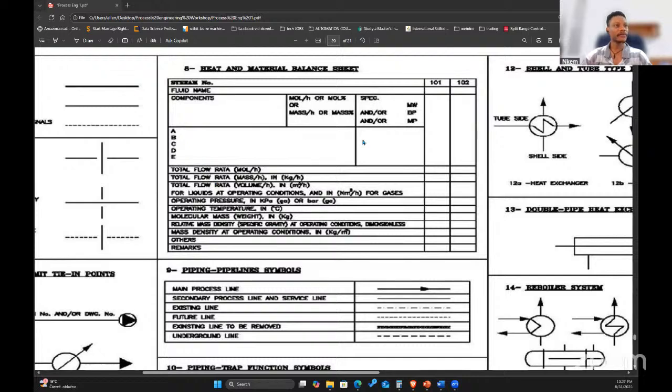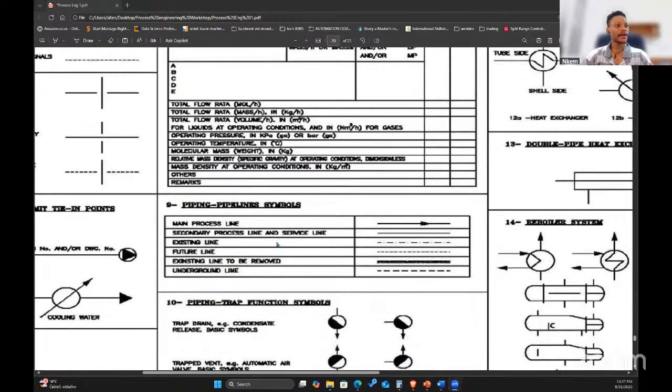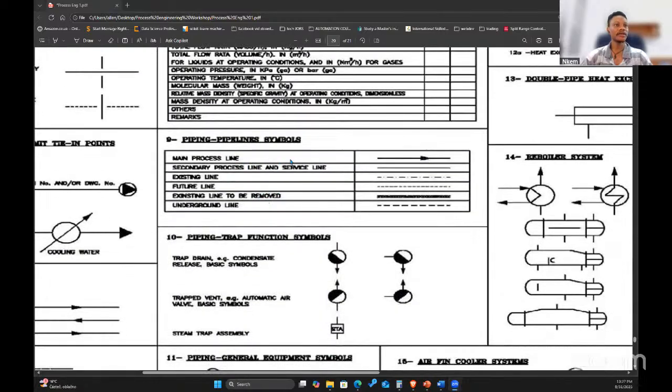This will be at the back of the document, right? Behind the document. That's where you find this document. So you won't find it at the front pages or the early pages of the PFD. Now, another information you find: we already did the piping and pipeline symbols. So the main process line, the thick line, the secondary process, the faint line, then existing line, future line. Do not confuse yourself with all of these. Just pay attention to main line and secondary line for now, and also the electrical line.